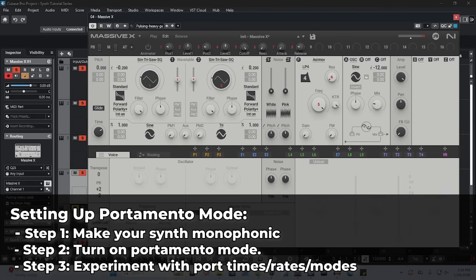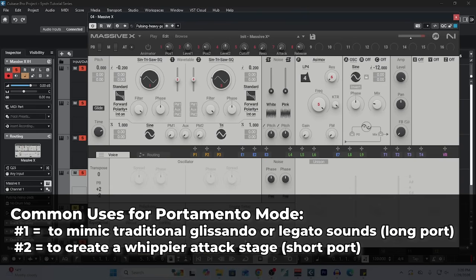Now, this theory is important to know because it helps you understand what this tool is capable of and how it can be applied. However, personally, I've always found theory easier to master if I can just play around with a couple standard strategies or applications before experimenting with others on my own. So, in that spirit, there are 2 common uses for Portamento in sound design. The first is to use longer port times to create a more traditional glissando or legato type sound. The second is to use much faster port times to create a whippier, almost kind of juicy type attack to the start of each note.